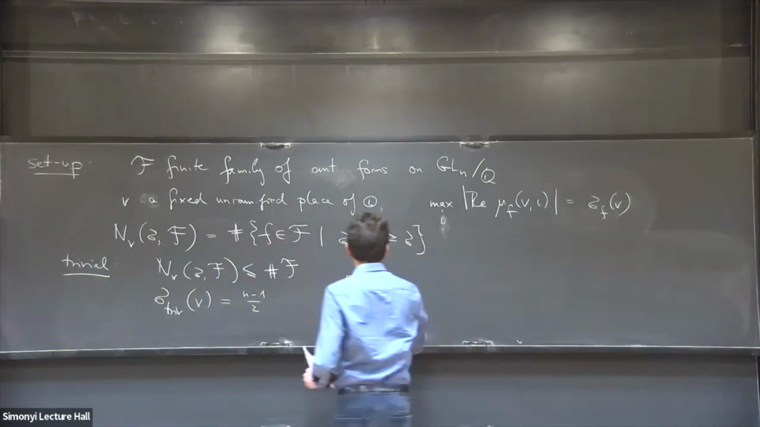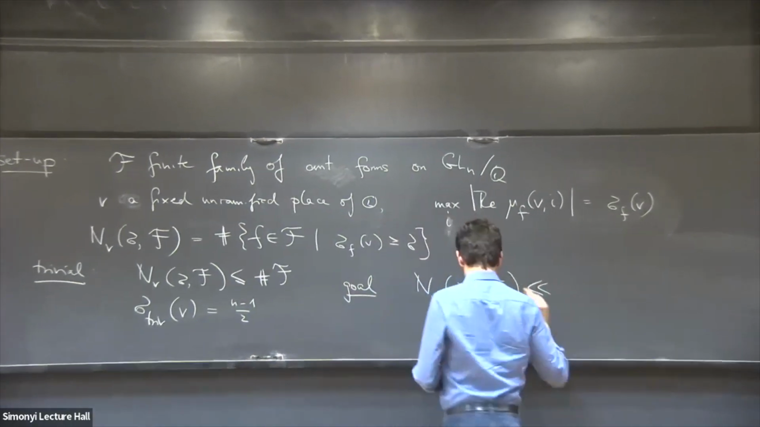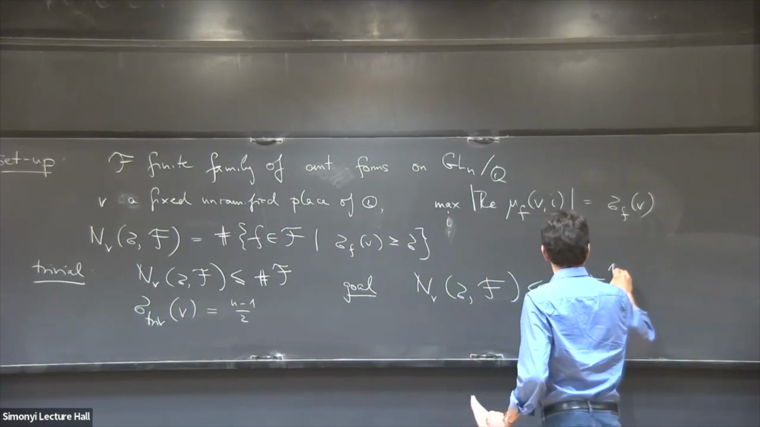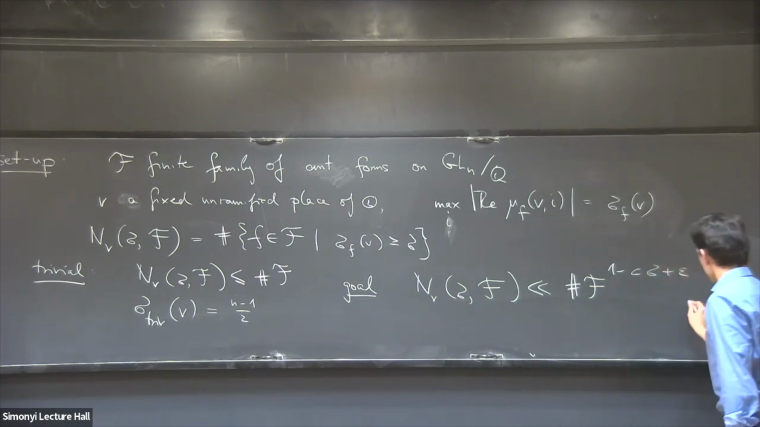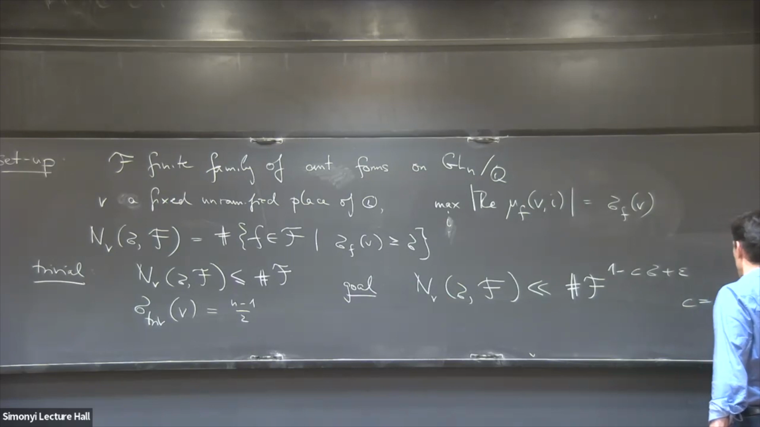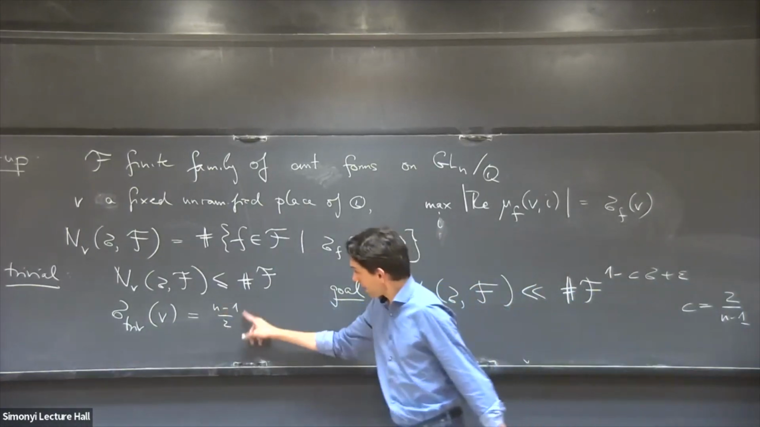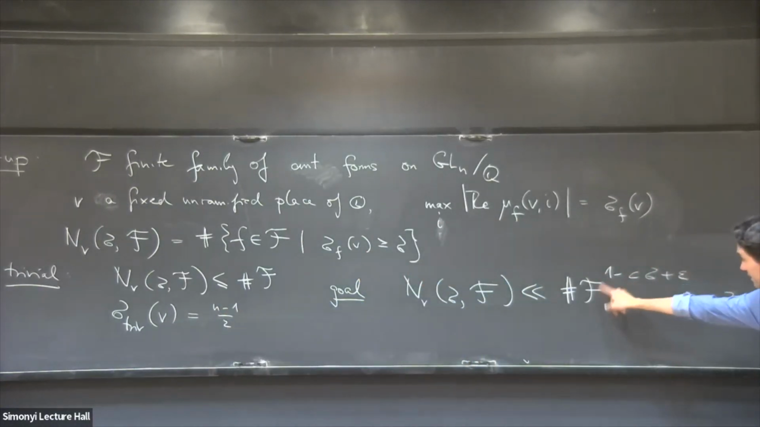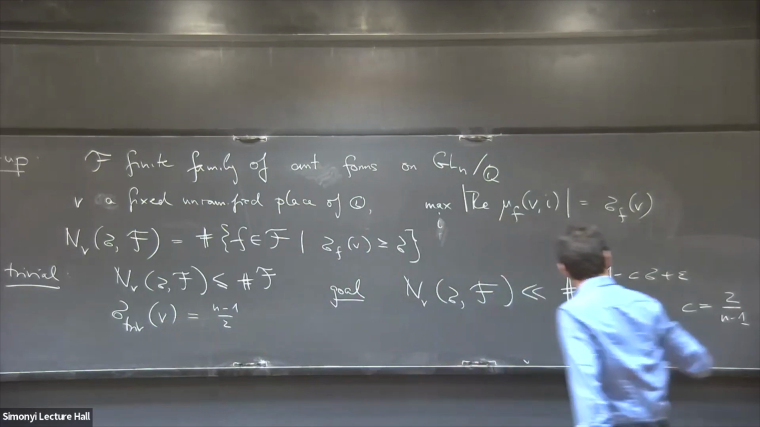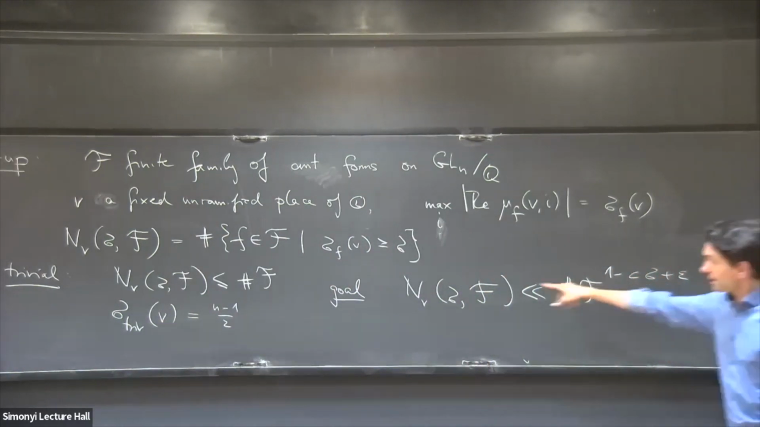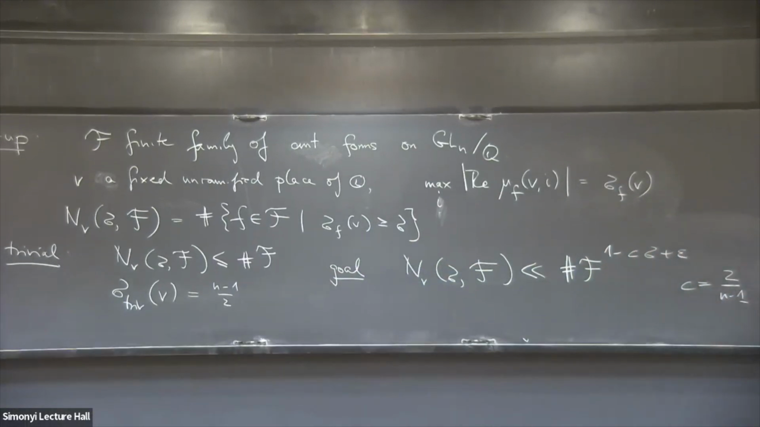The goal is that I want to linearly interpolate between these two bounds. So what I want to show is that this is bounded by the size of the family, which is the trivial bound, to the power 1 minus a constant times σ, plus epsilon, and the constant that I would like to have is 2/(n-1). Because this is the right constant. If σ is (n-1)/2, then I just get exponent 0, so I get just a constant number of terms. And if σ is 0, then I get the trivial bound back. So this is somehow the correct value of C in some sense.